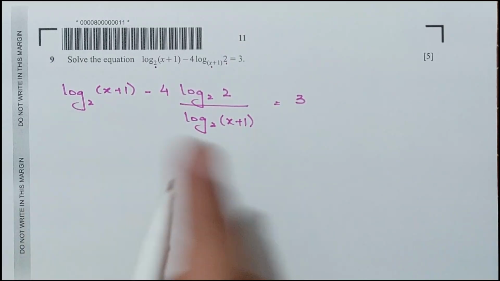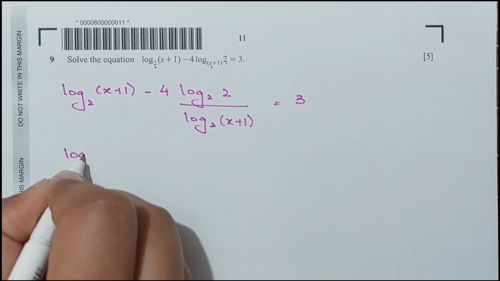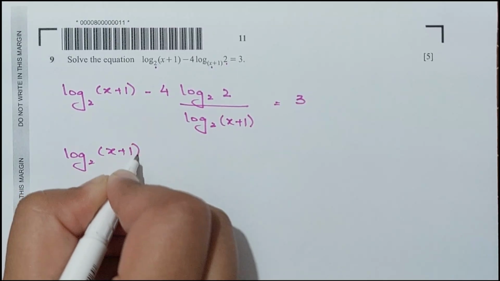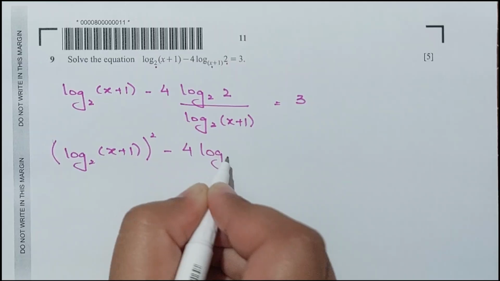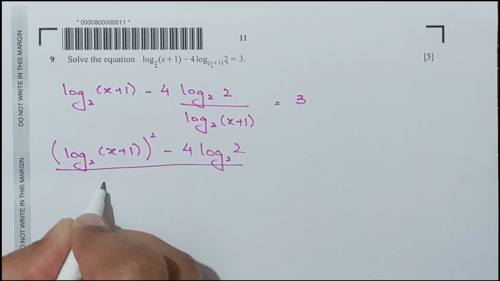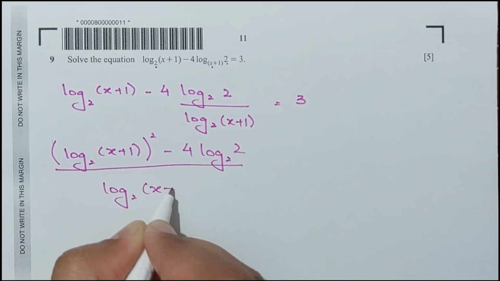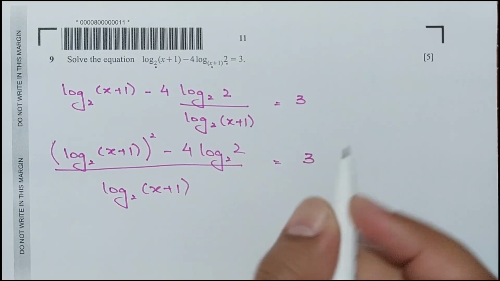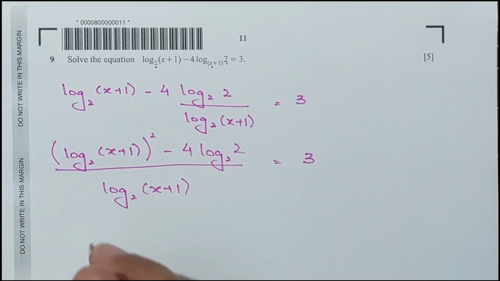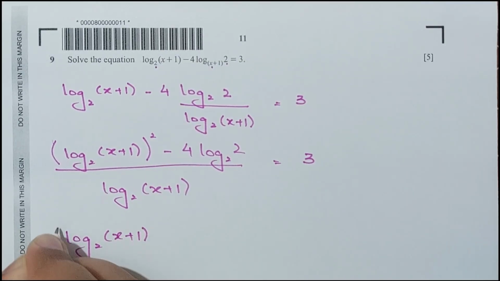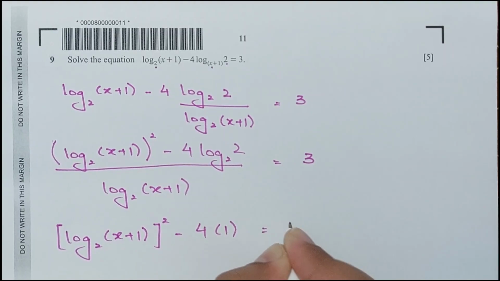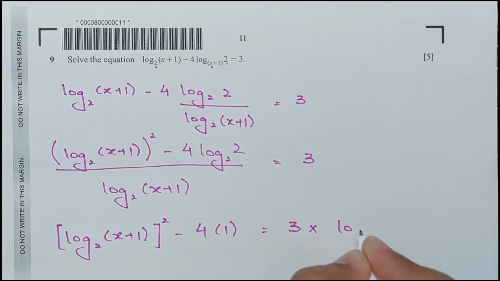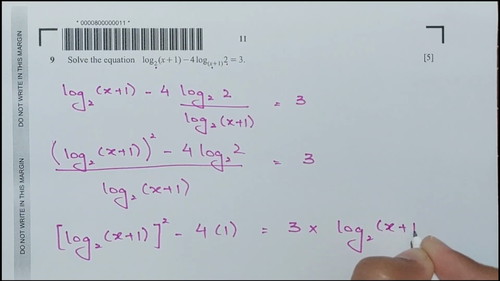Okay. Now take an LCM. Log base 2 into x plus 1, and this is also the same, so take it square, minus 4 log base 2 divided by log base 2 into x plus 1 equals to 3. As we know that log base 2 of 2 is just 1. So now log base 2 into x plus 1, its whole square, minus 4, this is 1, and 3 is going to multiply with log base 2 into x plus 1, the cross multiplied.